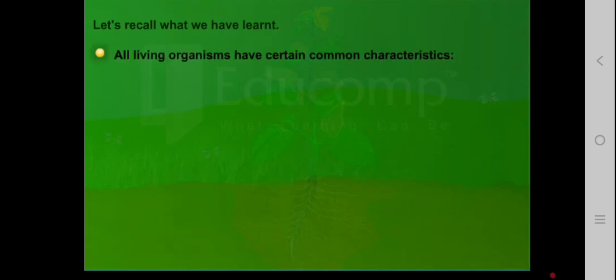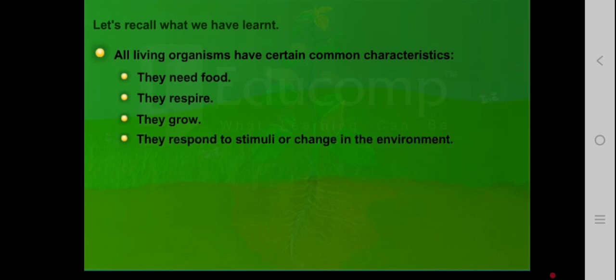Let's recall what we've learned. All living organisms have certain common characteristics. They need food, they respire, they grow, they respond to stimuli or change in the environment, they excrete, they reproduce, they show movement.